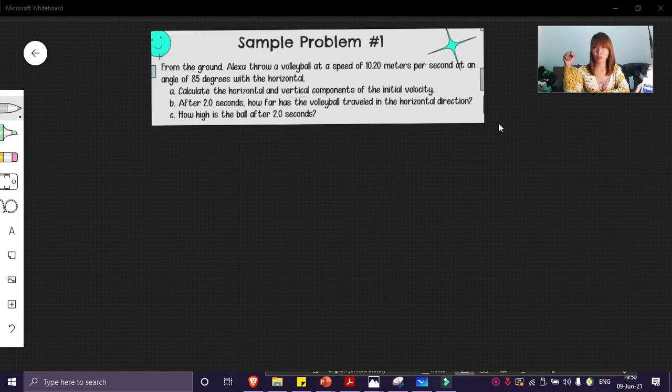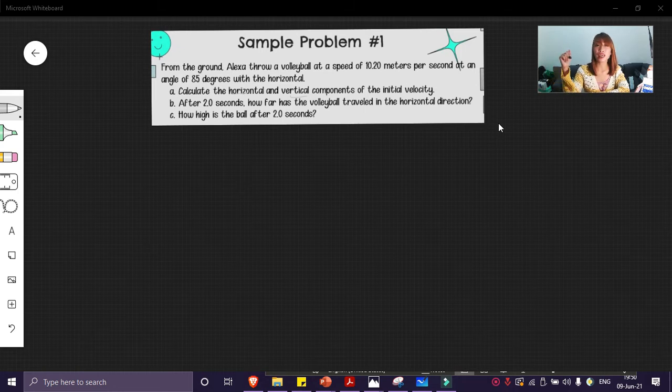For projectile motion, try natin i-solve and then we explain. So our first problem will be, from the ground, Alexa throw a volleyball at a speed of 10.20 meters per second at an angle of 85 degrees with the horizontal.